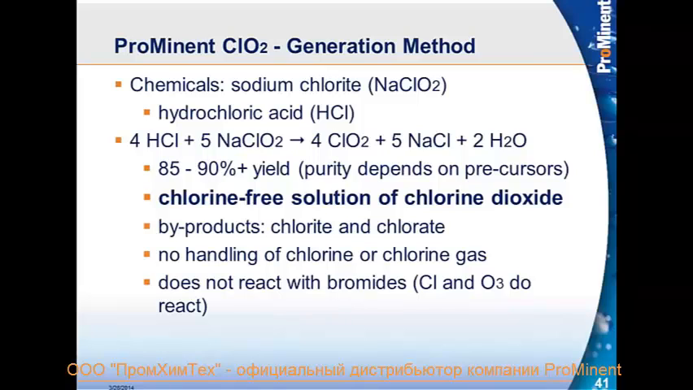Some of the byproducts you'll see with chlorine dioxide are chlorite and chlorate. And as you see from the stoichiometric equation, they're not a byproduct of the actual formation of chlorine dioxide. They become byproducts when there's other species in the water that the chlorine dioxide reacts with, and then thereby you might get chlorites or chlorates. Once again, we don't have to handle any chlorine or liquid bleach or chlorine gas, and chlorine dioxide does not react with any bromides, but chlorine and ozone do.